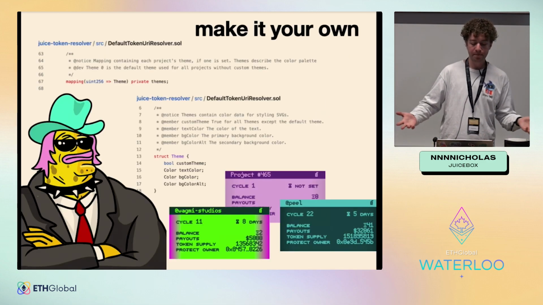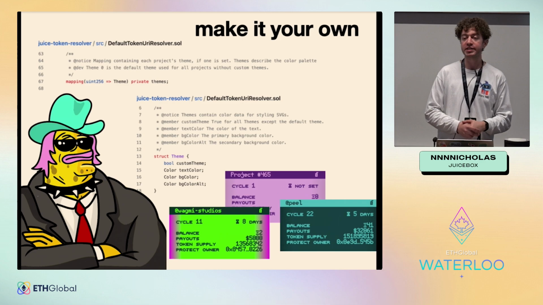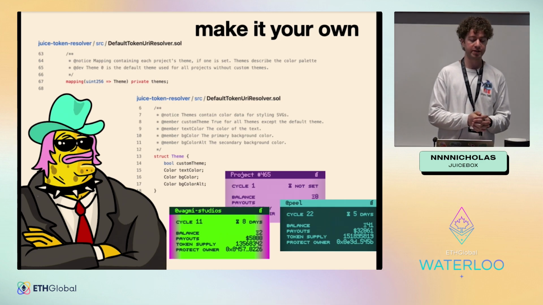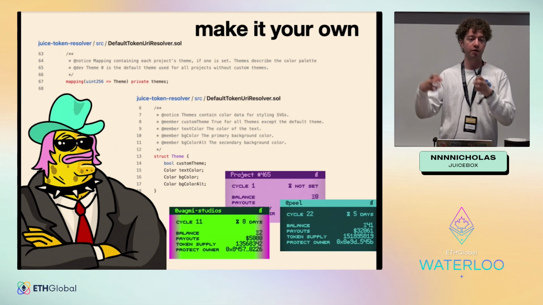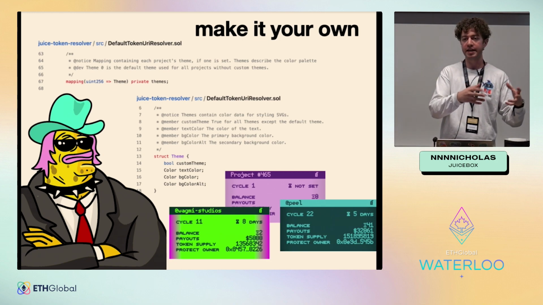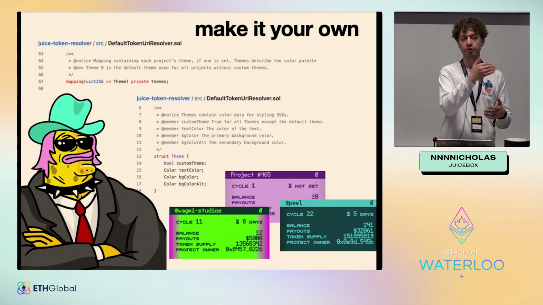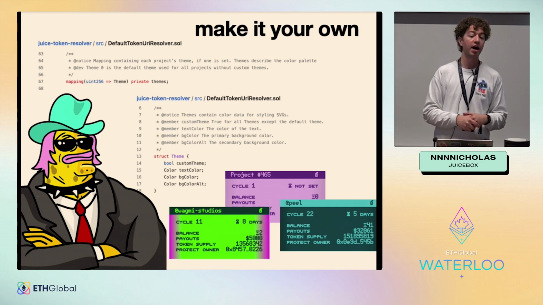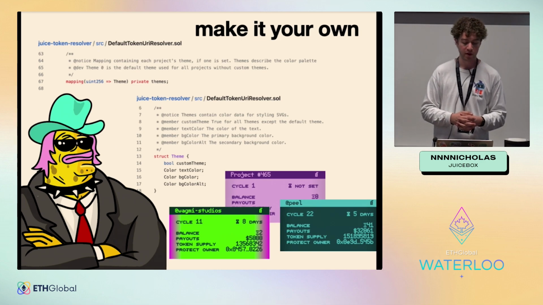So I also wanted to let people express their attitude of their project through color. And so I also included in this contract a theming system, which is a mapping of project ID to theme structs. And a theme struct just contains 3 hex values for colors, which I concatenate into the token URI if they have been set.